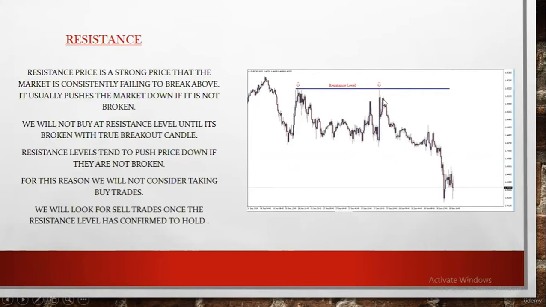Okay, it's not high probability to buy close to a resistance. Okay, for this reason, we'll not buy. We'll look for sell trades once the resistance is confirmed. So if it doesn't break above, we can look for short positions going down. As you can see, price is dropping from that resistance level.